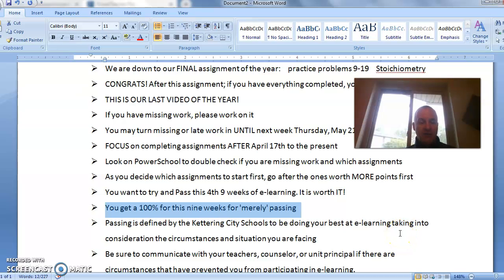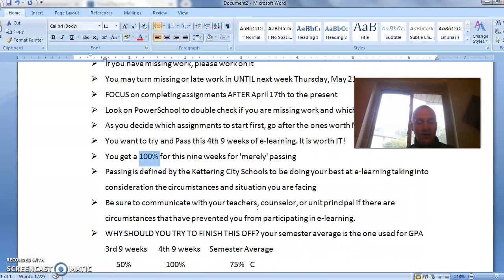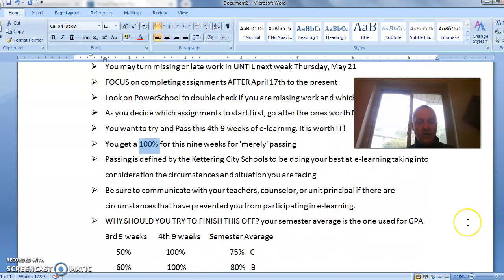Remember, it's the average of those two 9 weeks, the third and fourth 9 weeks, that affects your GPA. Getting that 100% for this fourth 9 weeks can make a huge impact on your GPA, and that is why the district has elected to do this. They want you to participate in the e-learning. So if you pass the e-learning, you get 100%.